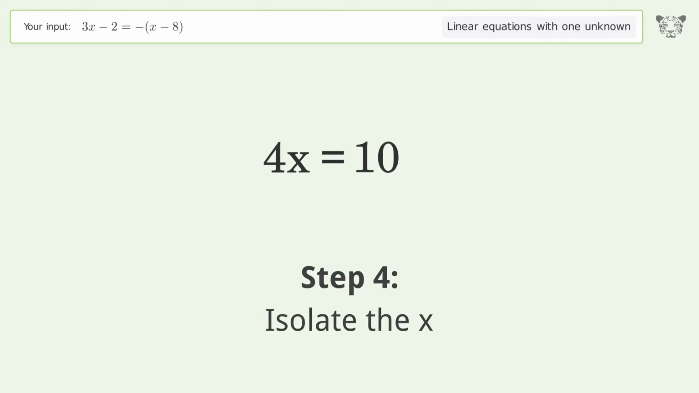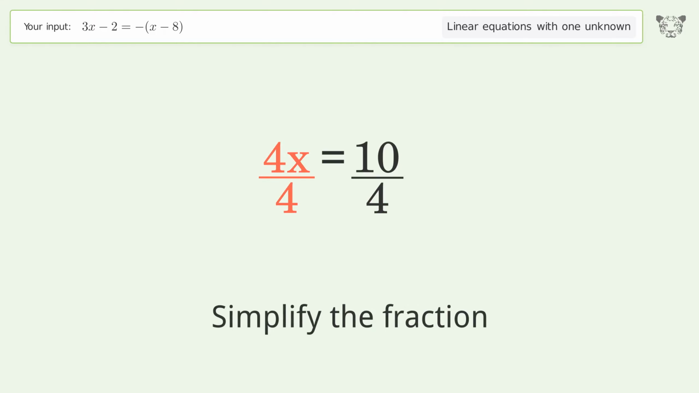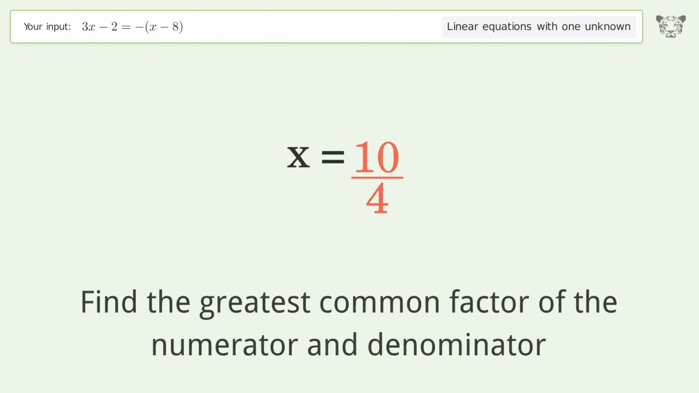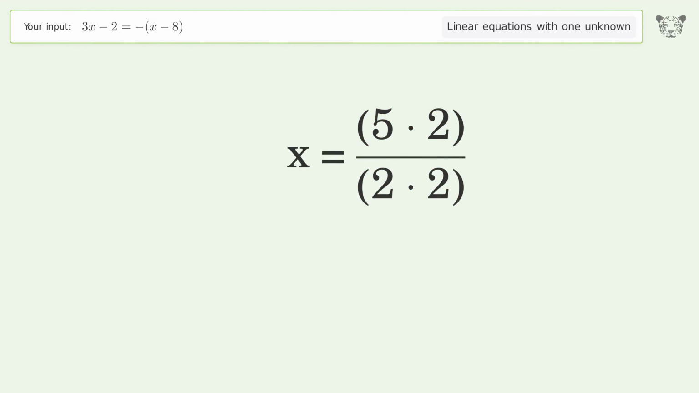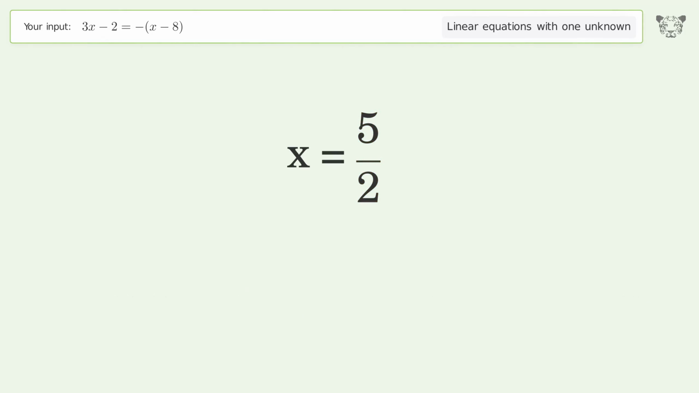Isolate the x. Divide both sides by 4. Simplify the fraction. Find the greatest common factor of the numerator and denominator. Factor out and cancel the greatest common factor. And so the final result is x equals 5/2.